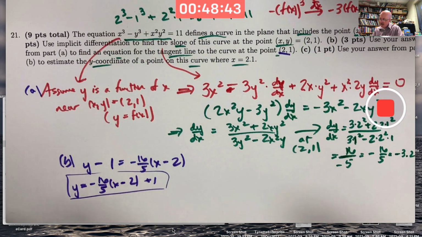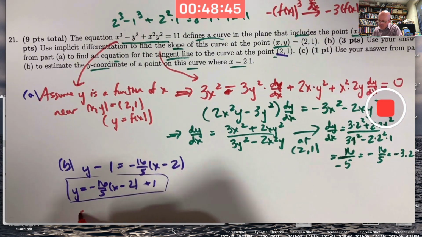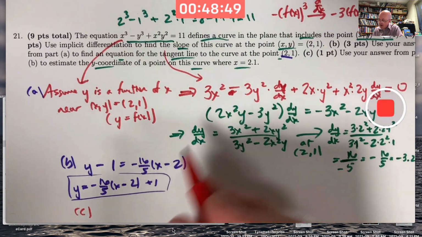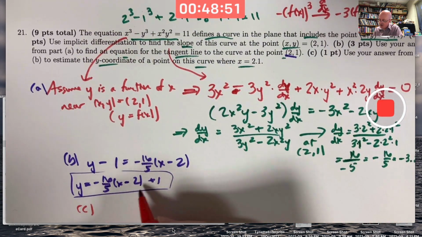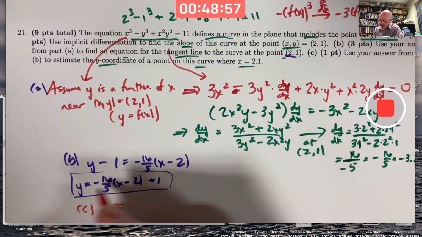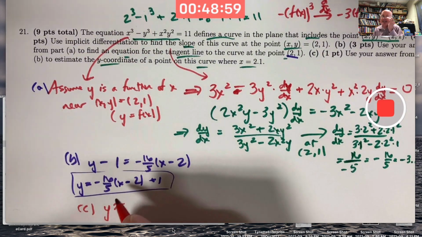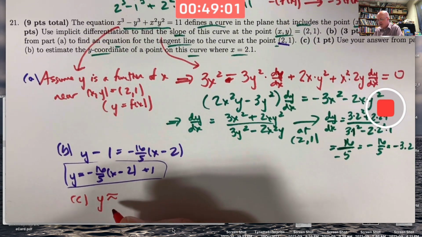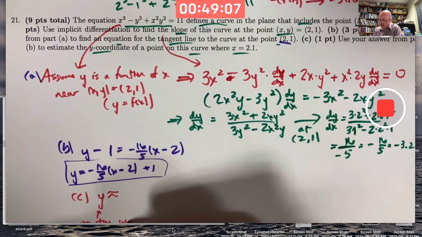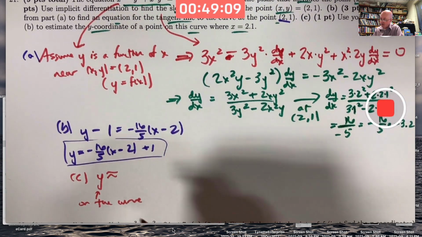In Part C, we're trying to approximate the point on the curve when x is 2.1, and it's easier to have it this way because you can see 2.1 minus 2 is just 0.1. Y on the curve is approximately, this is the equation of the tangent line exactly, but now we're using that to approximate the curve. So on the curve, and I'm not going to bother trying to draw the curve because it would be really hard. I don't know what it looks like.